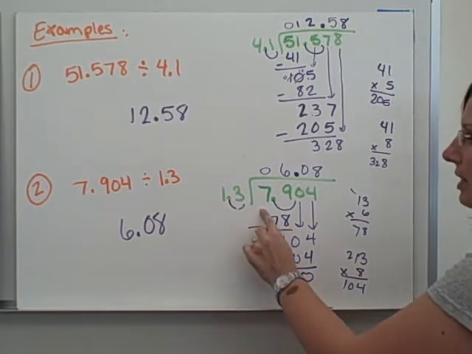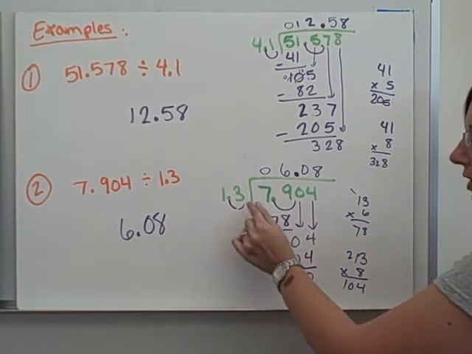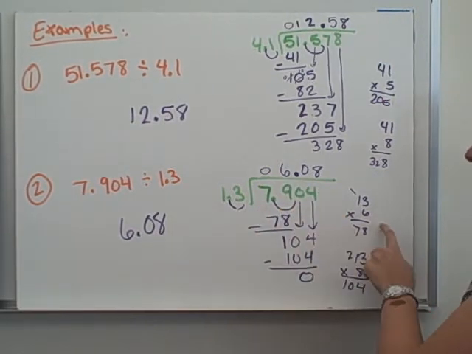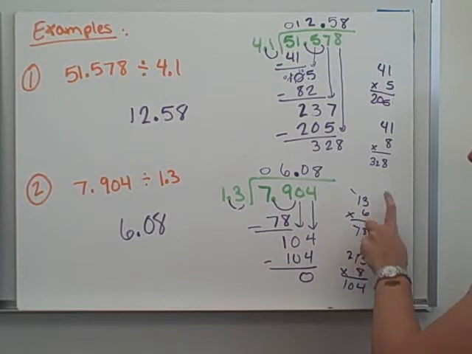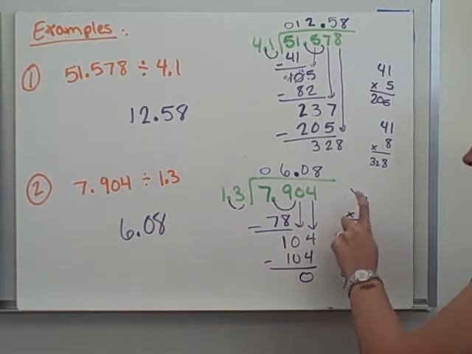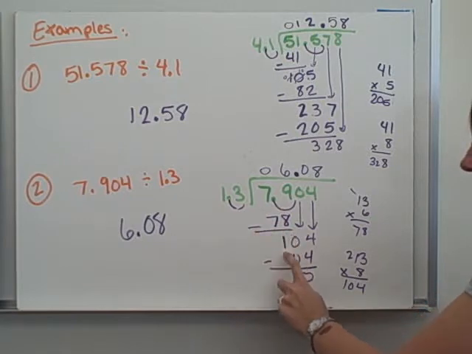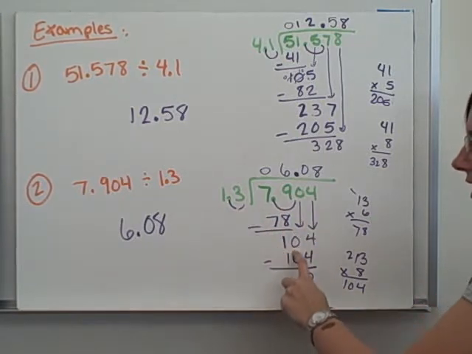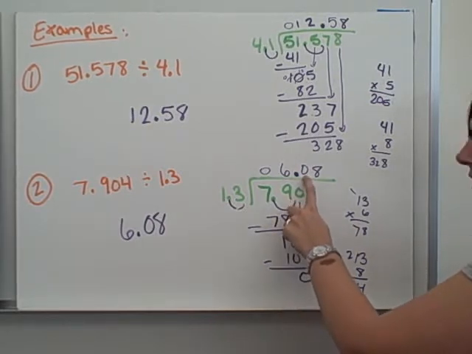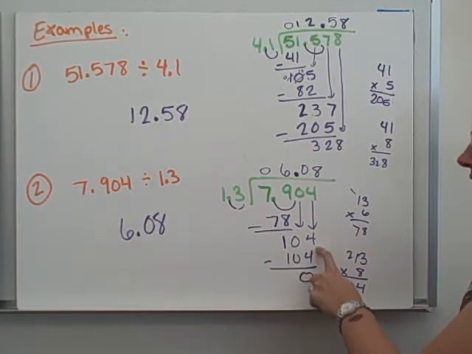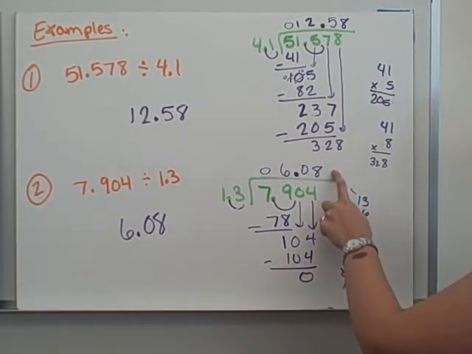Can 13 go into 7? No. Can 13 go into 79? Yes. It can go in 6 times. I have to check my answer. I have to check my multiplication over here. But 13 times 6 is 78. 79 take away 78 is 1. Bring down my 0. Can 13 go into 10? No. I have to put a 0 and bring down my 4. Can 13 go into 104? Yes, it can. It can go in 8 times exactly.